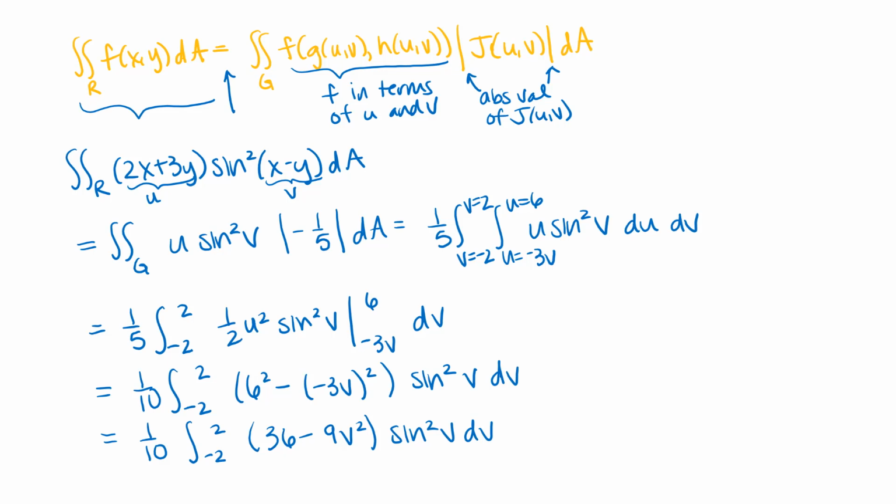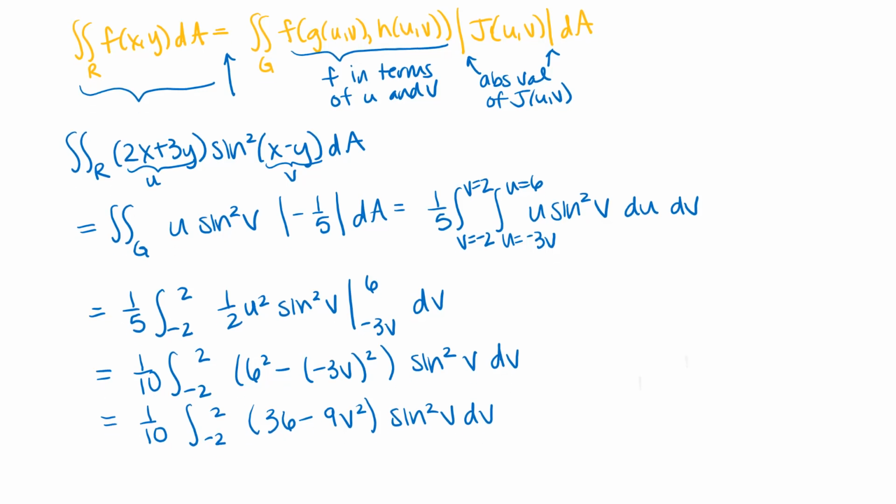Okay, so I've done my integration with respect to u. I got 1/2 u squared. I plugged in my limits of integration, 6 first and -3v second. I simplified that. And now I need to do this second integration. For the second integration, integration by parts is going to be what you want to do. And this is a great one for tabular integration by parts. So I'm going to go ahead and write out that tabular work and then finish this integral.